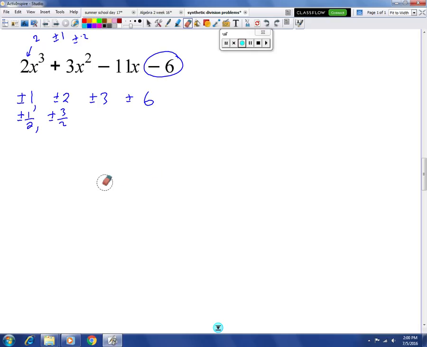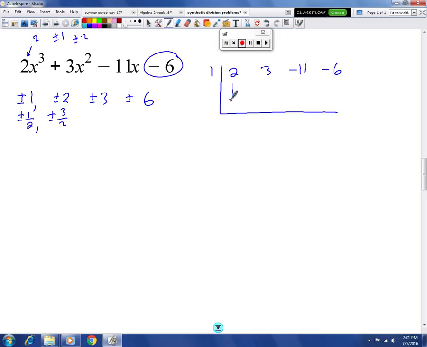Alright, but we do it still the same way. Alright, so let's start out. It's only a cubic, only 3 answers. So I'm going to start with a 2, then a 3, and then negative 11, then negative 6. Make sure you get your signs right, otherwise it'll be endlessly frustrating because you don't have your signs copied down exactly the same. Alright, let's try our 1.